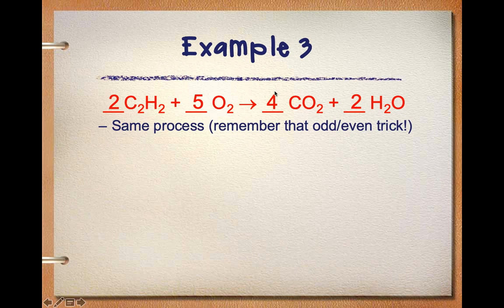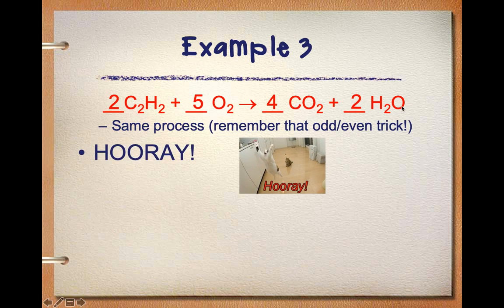Now let's see what we have on this side. 4 times 2 plus 2 is 10. 4 times 2 is 8. Plus 2 oxygens here also equals 10. Hooray, we did it! So that one took a little bit more work, but it's the same process. Go back and forth, put numbers in front. You can't change numbers in the formula.